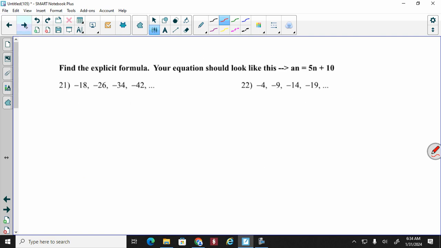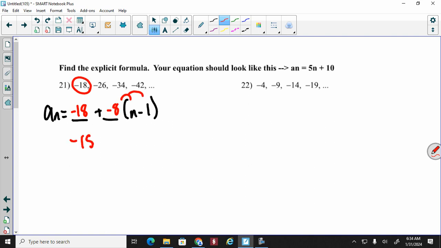All right, question number 11. Find the explicit formula. Remember, finding your explicit formula means you still need to do A of n equals something plus something times n minus 1. The only difference between these questions and what we just did is that I told you what the first term is, which is negative 18. And rather than giving you a common difference, you just have to look. I'm at negative 8, 18, now negative 26, now negative 34. I'm subtracting 8 every single time.